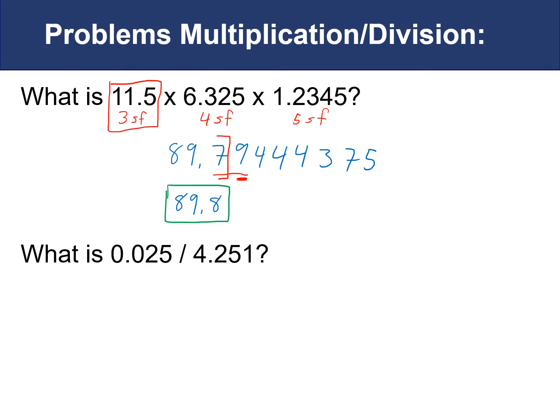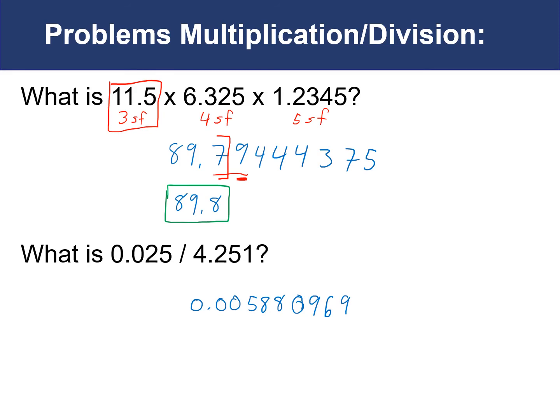Our next value, we're going to be doing a division. We're going to divide 0.025 by 4.251. If you plug this into your calculator, you will get 0.005880969.